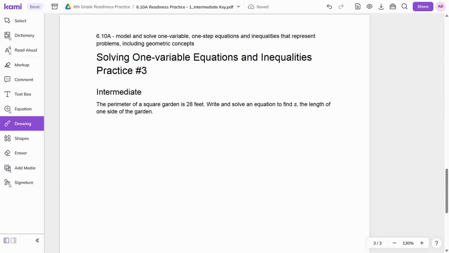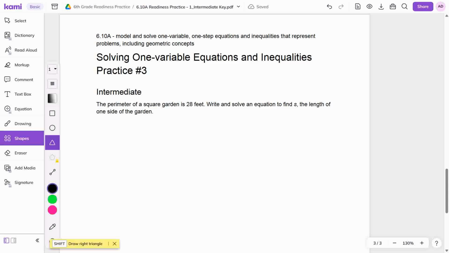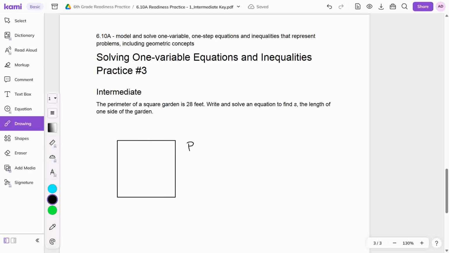Now we have the perimeter of a square garden. Okay, so we can draw a square. It's pretty simple. Let's draw a square, and we can say P equals 28 feet. Now we need to write and solve an equation to find s. Well, what is the perimeter? Okay, so the perimeter is 4 times the side. That's the equation that we have here. So we need to find one side length of the garden.